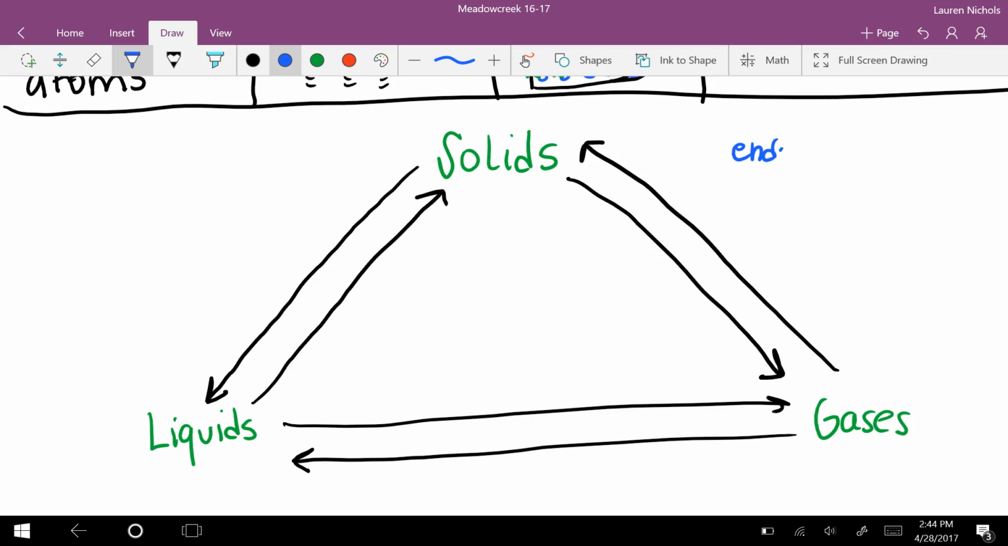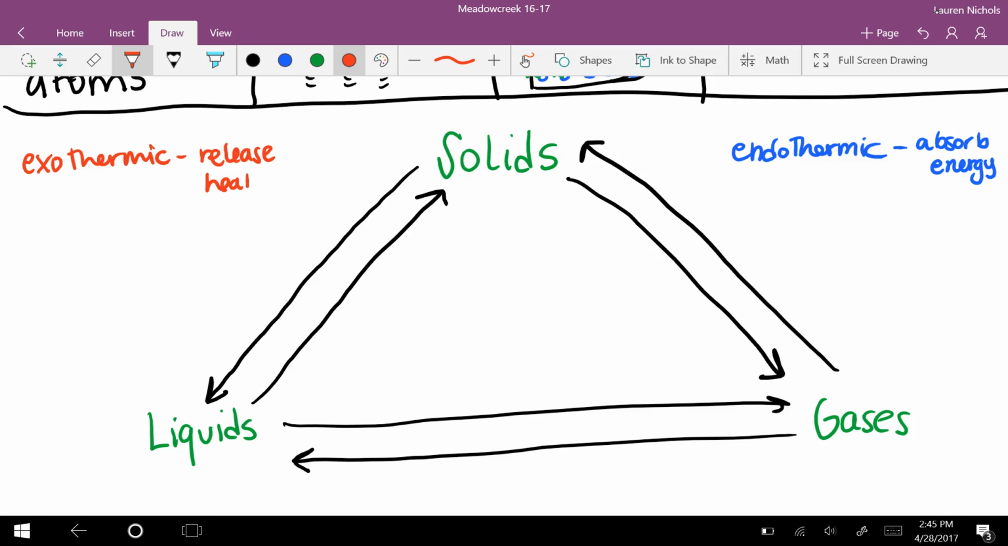Something could be endothermic, okay, and all endothermic reactions, I'm going to draw in blue, and it means that they absorb heat or they absorb energy, whereas exothermic, which I'll write all of those in red, they release heat or energy. I'm going to put that over here too. Make sure we know heat and energy. Heat is a type of energy.